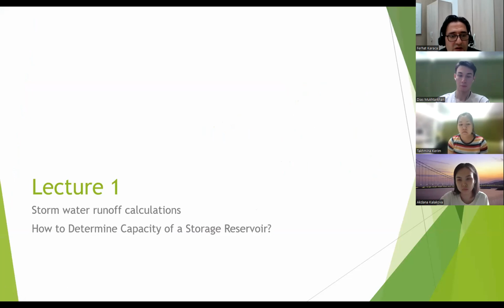The first one is stormwater runoff calculations, and the second one is how to determine the capacity of a storage reservoir. Actually, these both are important topics, and you are going to use them in the next lecture. It is water supply, an elective course if you are going to take it next year. So you are going to use all those principles in the storage reservoir calculations and even stormwater runoff calculations.